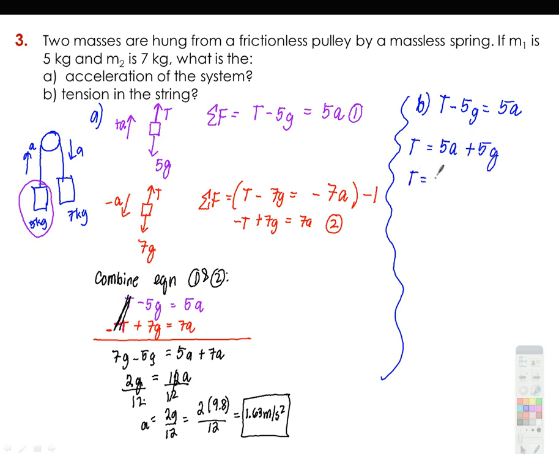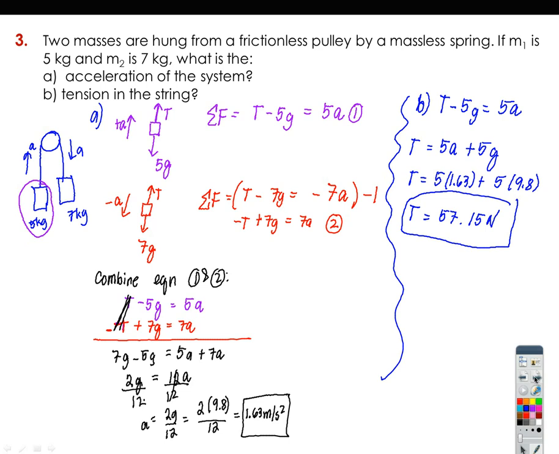And substitute the values. The a that you calculated is 1.63, times 9.8. And if you solve for this one, your answer should be 57.15 newtons. Alright.